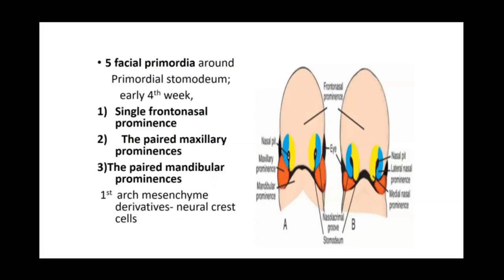In this case, these are the facial primordia, which are ultimately going to increase, decrease, or meet together and then form the face. So the 5 facial primordia start developing around the area at the anterior and at the cephalic end of the developing embryo, which will become the stomodeum, or which was the buccopharyngeal membrane.